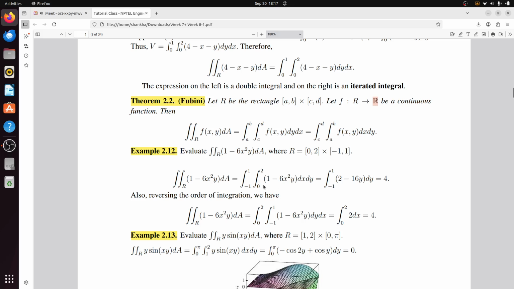So you integrate it over x. If you integrate 2x cube, x cube will give you 2. So from here you can get 2 minus 16y dy. Then once again integrate with respect to y, you will get 4.